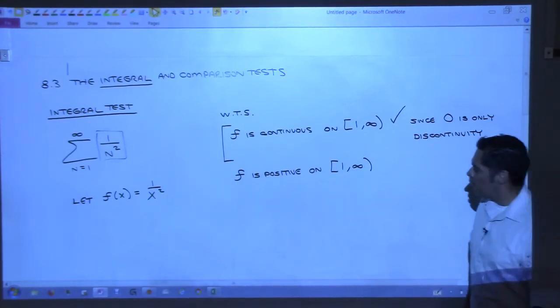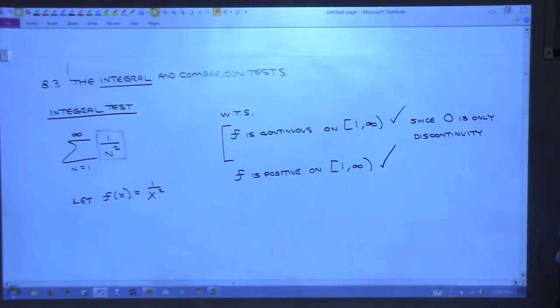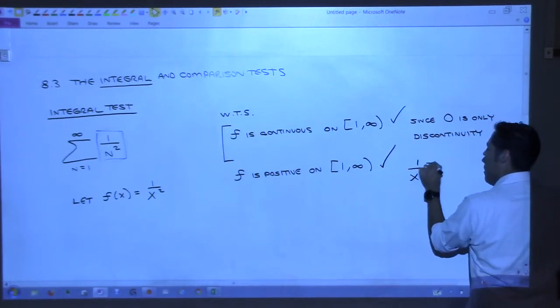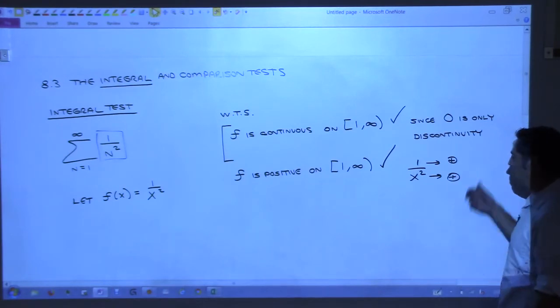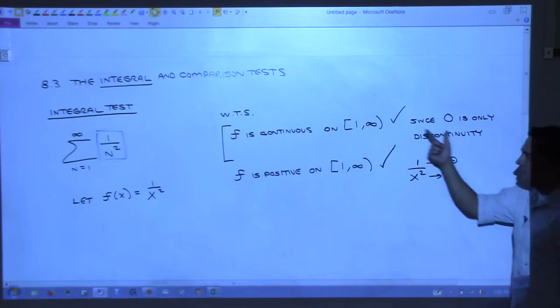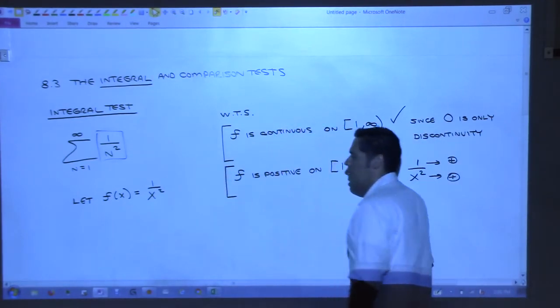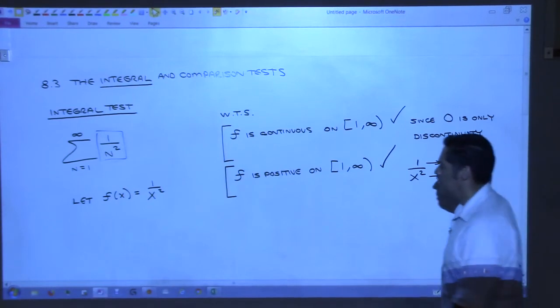So let's take a look at our function. Is this obvious to you? Yes. Why is that obvious to you? Because obviously 1 is positive, right? So 1 over x squared, that's always positive. And when you square a number, it's always positive, right? So a ratio of two positive numbers is always positive. So we've got a continuous function that's positive, all right? Now what do I need to show? It's decreasing.